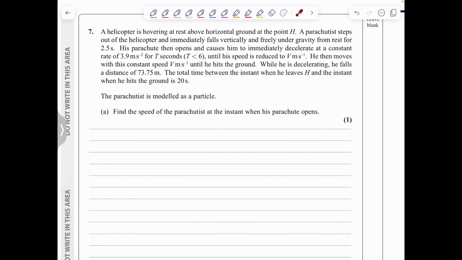Well, we know that he fell from rest, so u was 0. He was falling under gravity, so the acceleration was 9.8 meters per square second, and this was happening for a time of 2.5 seconds. So I'll be using v is u plus at, which is 0 plus 9.8 times 2.5, which gives an answer of 24.5 meters per second.